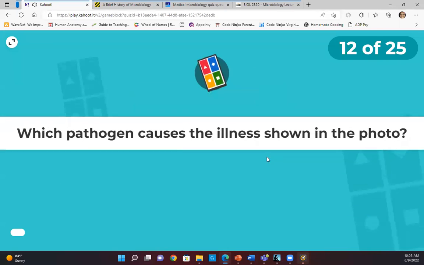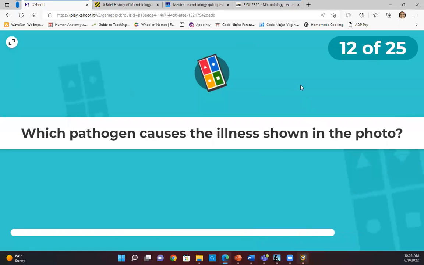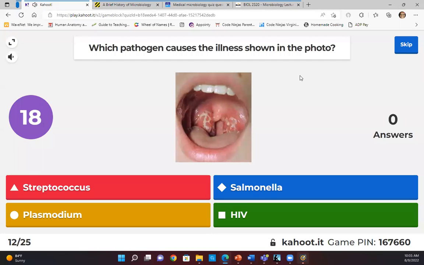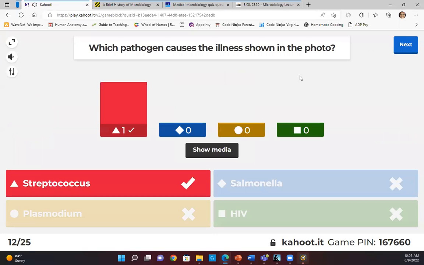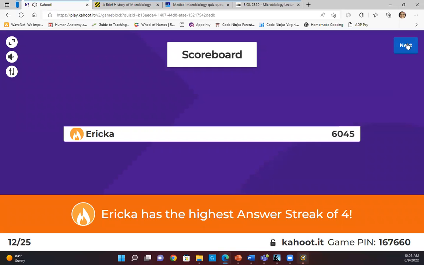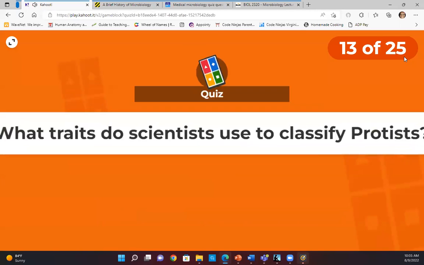Okay, question 12. Which pathogen causes the illness shown in this photo? Streptococcus, Salmonella, Plasmodium, or HIV? So that looks like a really bad sore throat. Strep throat. That's right, Streptococcus.